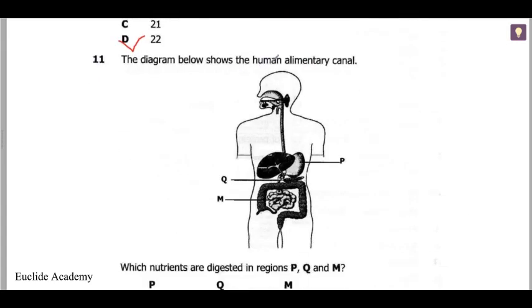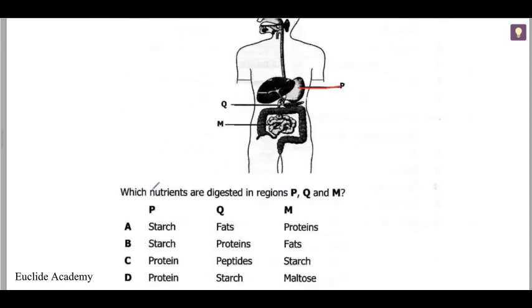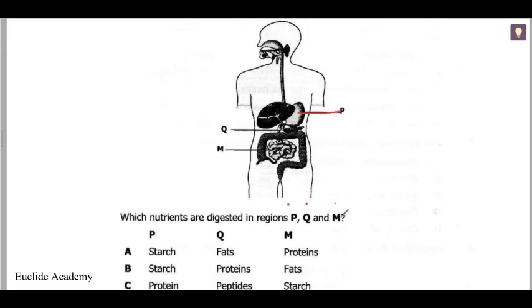Okay, 11. The diagram below shows the human alimentary canal. This is the human alimentary canal, and they're showing us 3 parts. We've got P, which is the stomach, Q, which is the pancreas, and M, which is the small intestine. Which nutrients are digested in regions P, Q, and M? That's what we want to know.